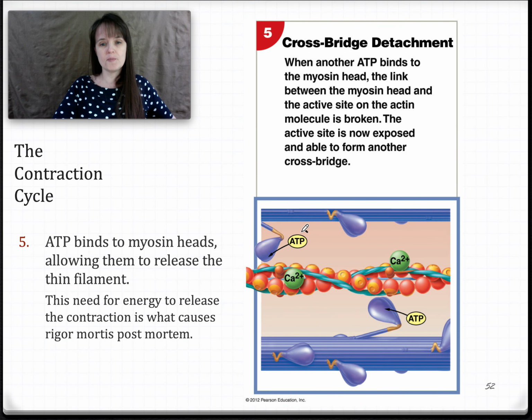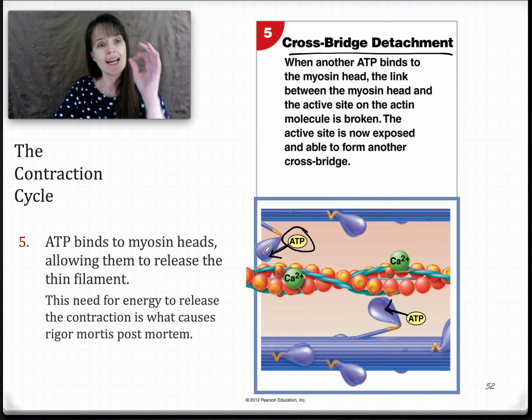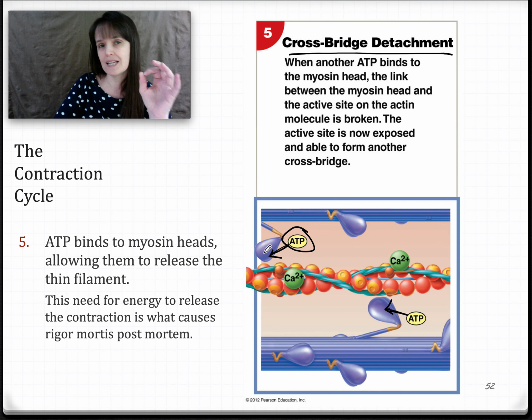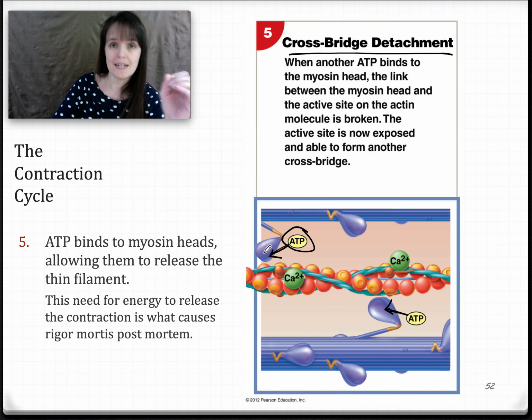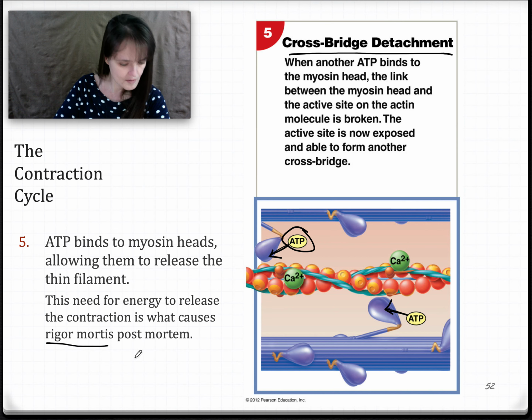Number 5, you bind a new ATP to the myosin head, which resets it. So that is cross-bridge detachment. The myosin head lets go, but the myosin head can't let go until an ATP binds to it. So it's stuck until the energy is there to release. And that's what causes rigor mortis.